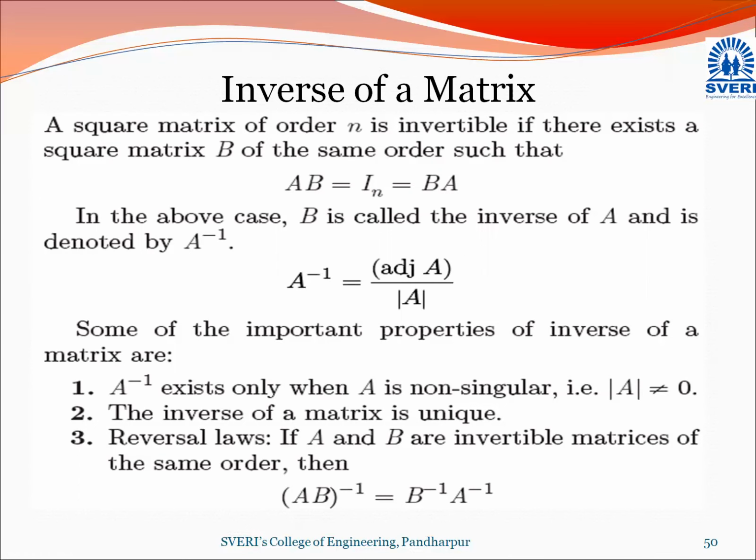Now, there are some important properties of the inverse of a matrix. A inverse exists only when A is non-singular. This is the first important property: A inverse exists only if determinant of A is not equal to 0. Then the inverse of a matrix is unique. Then next, the reversal law: if A and B are invertible matrices of the same order, then (A into B) inverse is equal to B inverse into A inverse.